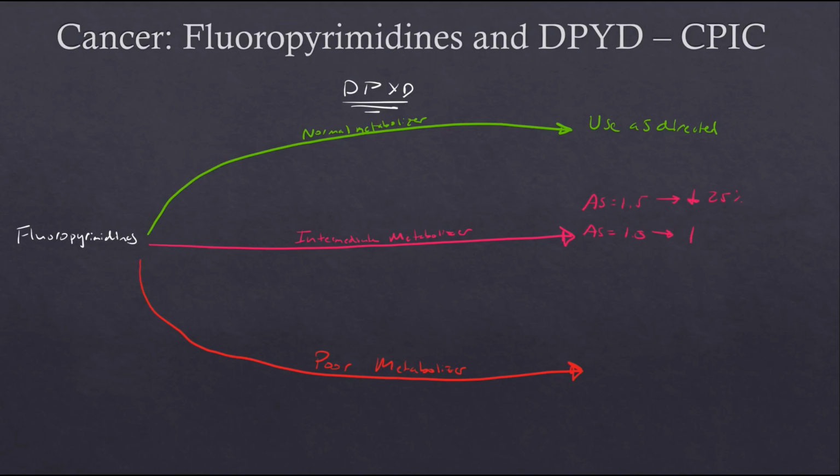And that would be if you're an activity score of 1.5, you want to decrease the dose by 25%. If you have an activity score of 1.0, you decrease the dose by 50%. And they always advise you titrate based on toxicity and use therapeutic drug monitoring if available.